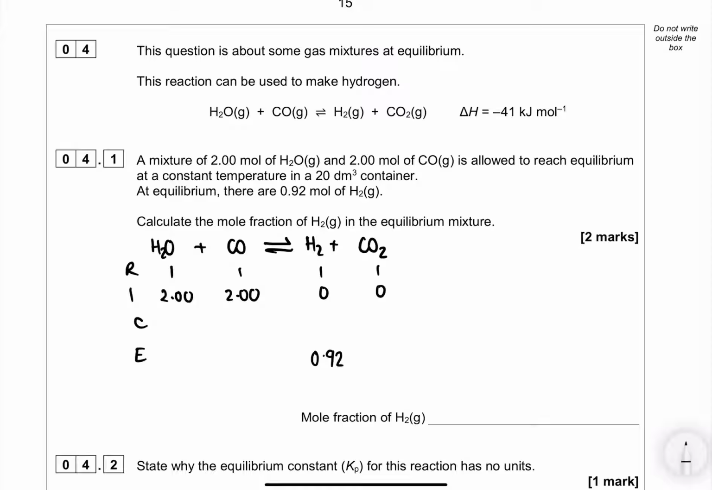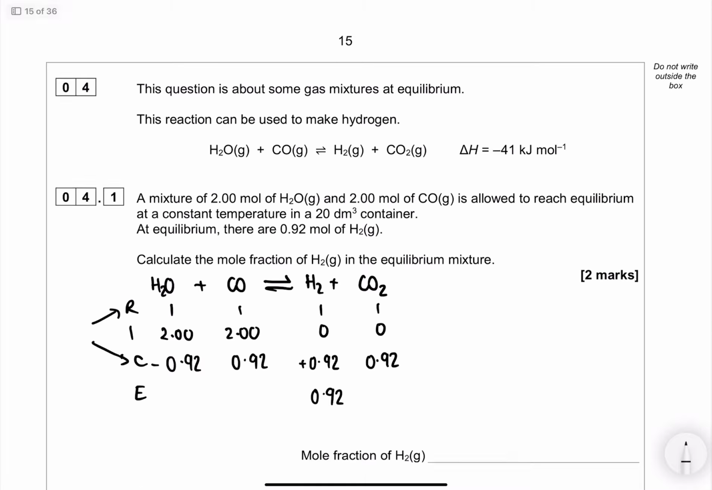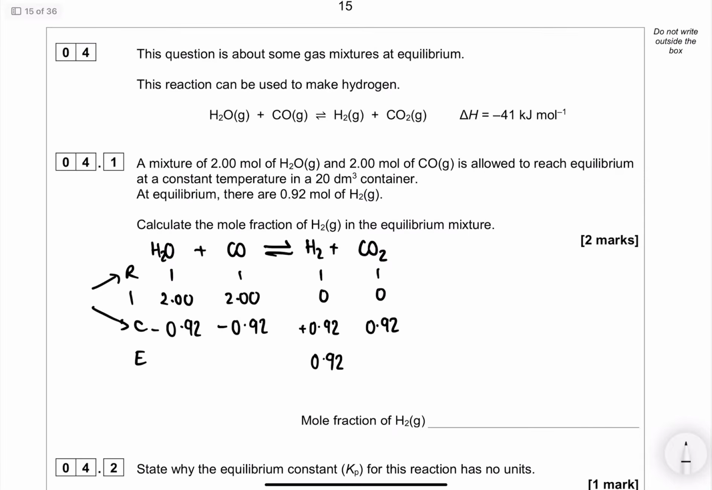equilibrium. So this change is plus 0.92, and the change in the ratio line needs to be in the same proportion. So everything was a 1, so everything is a 0.92. Reactants go down, products go up. So we're going to do 2 minus 0.92, which is 1.08. And then what we're going to do is total the number of moles here. So 1.08 add 1.08, add 0.92, add 0.92, becomes 4 moles in total.